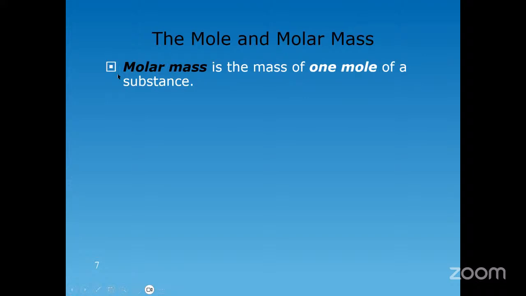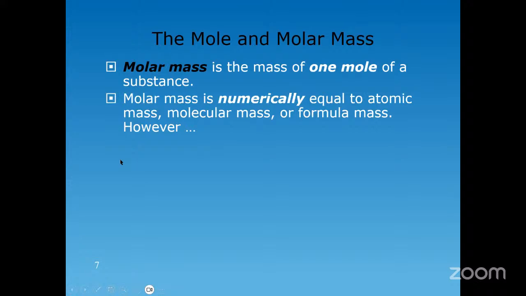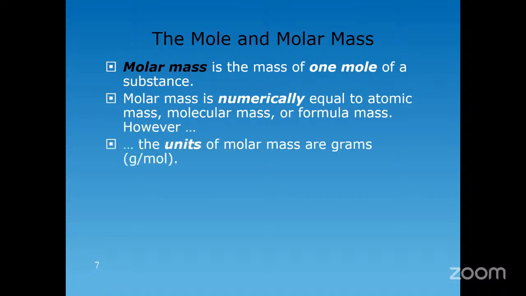So here's another definition that you should be familiar with. Molar mass, which is the mass of 1 mole of a substance. And it turns out that the molar mass numerically would be the same as the atomic mass, right? Or the molecular mass, or the formula mass, depending on the compound, right? However, the difference between molar mass and the atomic mass, for example, are the units. The units of molar mass are grams per mole, while the units of atomic mass or molecular mass or formula mass would be AMU.